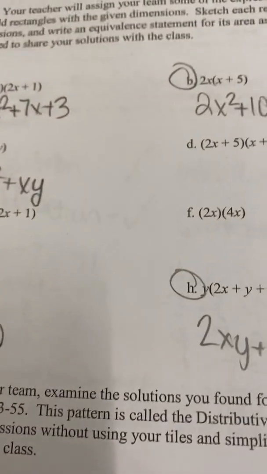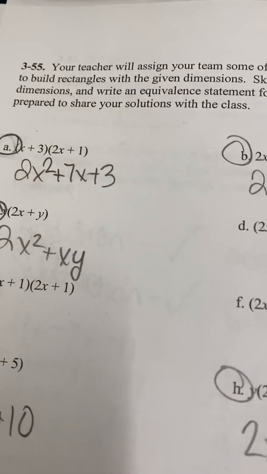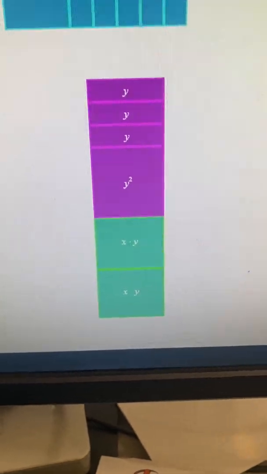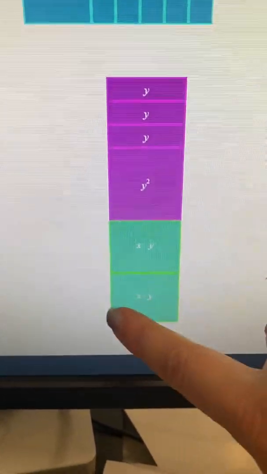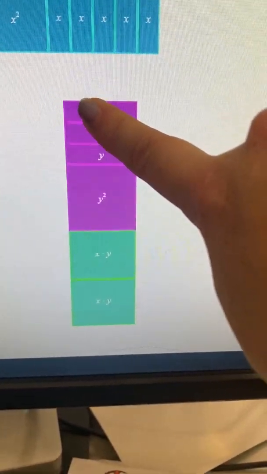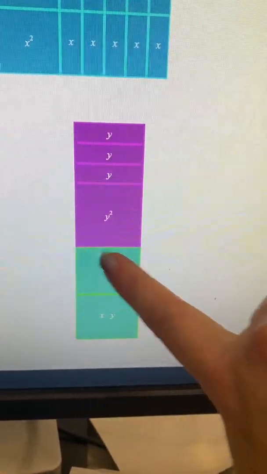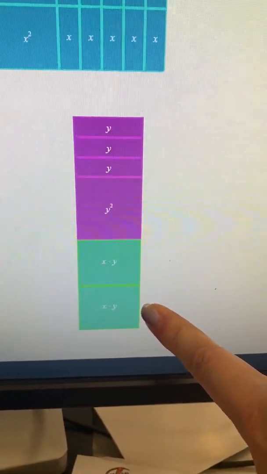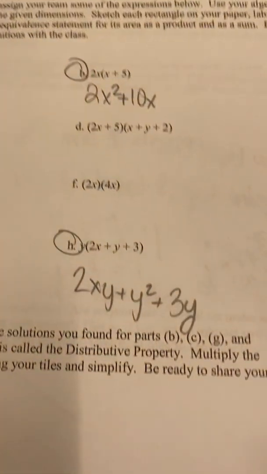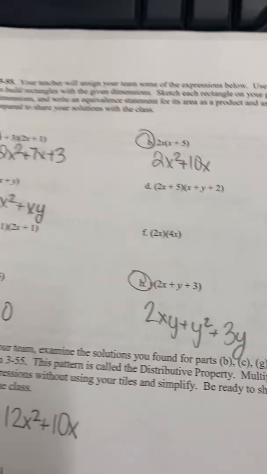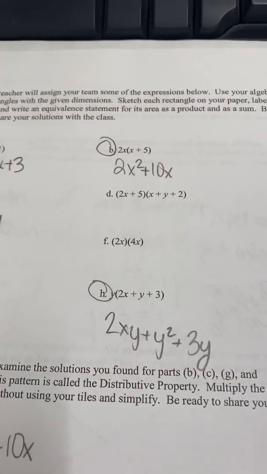And then finally you have H. So check that one real quick, or try that one before you check your answer. Here you go. So this one, I needed one dimension to be 2x plus y plus 3. And then since this one had the y in it, I knew I needed this one to be y, which to get it to match up, I'd have to use the xy tiles. And so on that one, you have 2xy plus y squared plus 3y. And that is how you do 355.